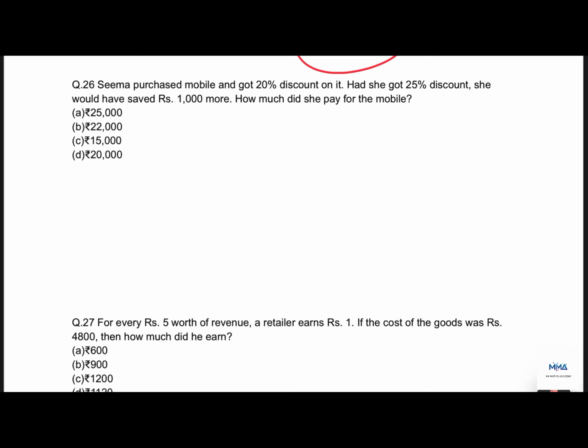Seema purchased a mobile and got 20% discount on it. Had she gotten 25% discount, she would have saved 1000 more. How much did she pay for the mobile? Let's say the initial market price is 100 and she got 20% discount, so she'll have to pay 80 for it. And if she gets 25% discount, which will take that to 75, she would have saved 1000 rupees.